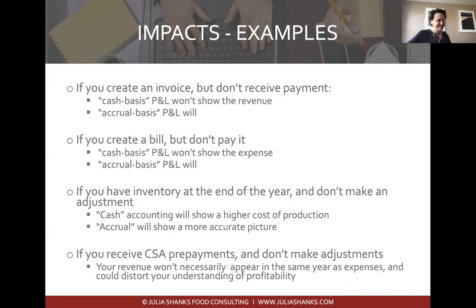One more example. If you receive CSA prepayments and you don't make an adjustment, your revenue isn't necessarily going to appear in the same year as the expenses, and it could, again, distort your understanding of profitability.